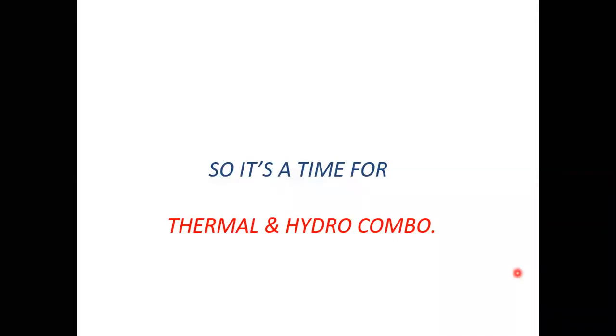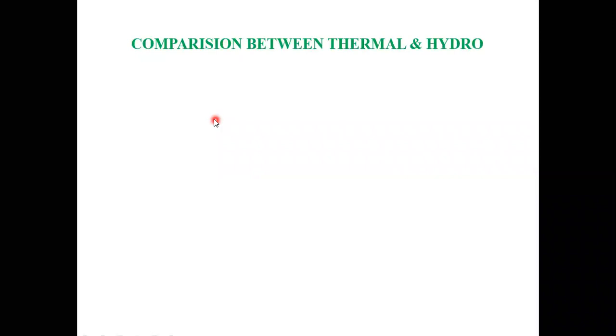From this moment onwards, we are going to study the combination of a thermal power plant and a hydro power plant. Before going into the in-detail study of thermal and hydro power plants, first we need to understand the comparison between thermal and hydro, because just go to your previous example and remember Activa and four-wheeler. Activa has some advantages and disadvantages. Similarly, four-wheeler also has some advantages and disadvantages.